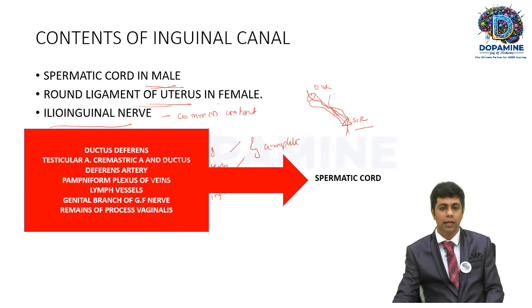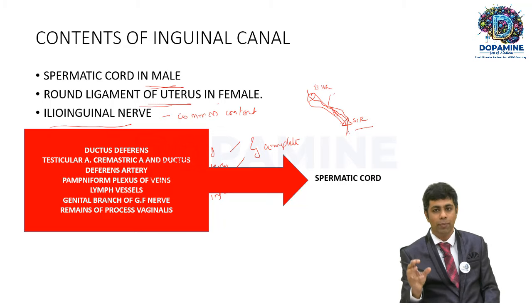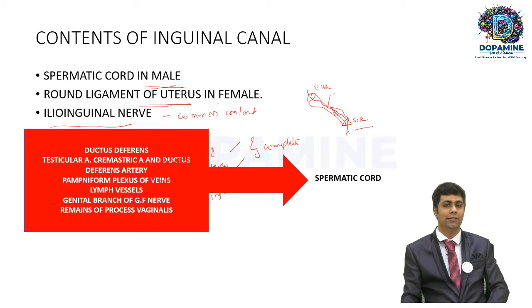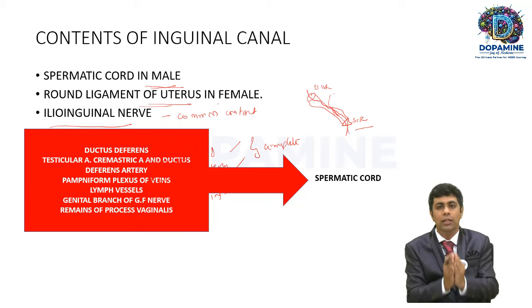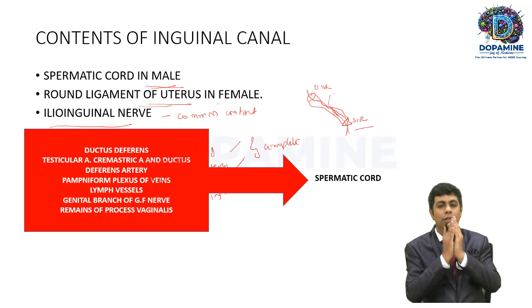Now let us dig into the content of the spermatic cord, and that includes the ductus deferens or the vas deferens, 3 arteries: testicular artery, cremasteric artery, and artery to ductus deferens. We have a plexus of veins called pampiniform plexus of veins, lymph vessels, genital branch of genitofemoral nerve, and remains of processus vaginalis. So we have to learn by heart all the content present in the spermatic cord.